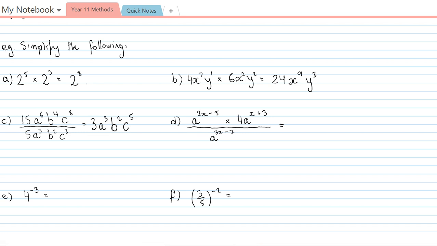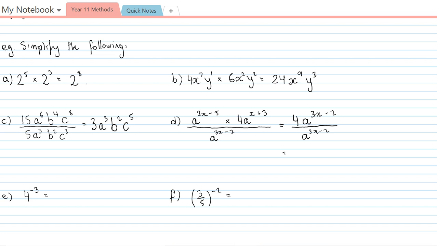Question D looks a little bit trickier, but it's not too bad. So in this one here, well, first I'm going to multiply those coefficients in the numerator. So 1 times 4 is just 4. Then we're going to have a to the power of, and adding the powers in the numerator, we're going to get 3x minus 2. And that's divided by a to the power of 3x minus 2. Next thing, well, you could look at this in two different ways. You could look at it and say, oh, the a to the 3x take 2 is just going to cancel out.